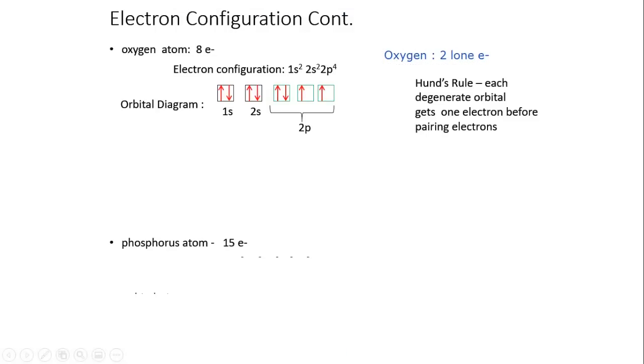Next we have phosphorus, which has 15 electrons. Again, you start with the 1s, you fill it with two, then you go to the 2s and 2p, and you completely fill those. Then we go to the 3s, which has two electrons, and then the 3p, which has three. So 1s2, 2s2, 2p6, 3s2, 3p3. Again, we're using the Aufbau principle, starting from the lowest energy level, working our way up.